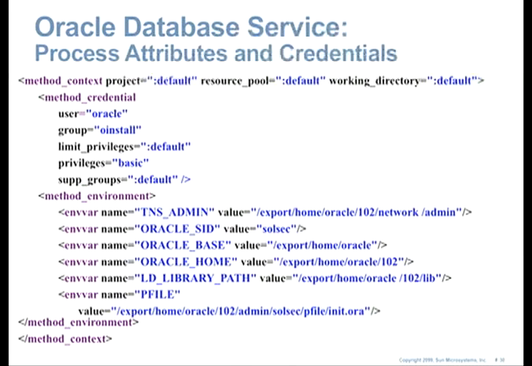And further up, you see the method credentials. So here you see on behalf of which user this is supposed to run, on behalf of which group, then what the limit privileges are, and what the default privileges are. So the word basic here, because we wrote basic here, that's why in the ppriv output earlier for the Oracle database process, we saw the effective set to be basic and not basic without proc info.